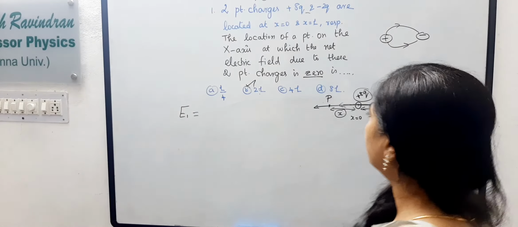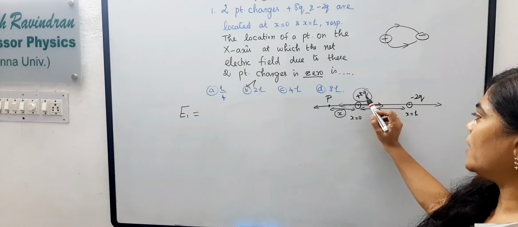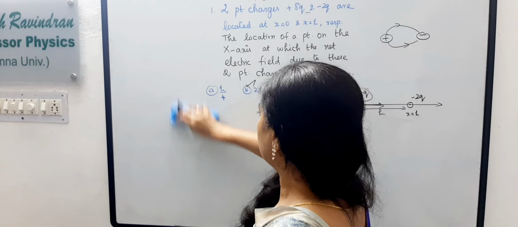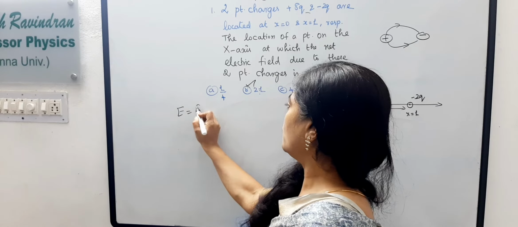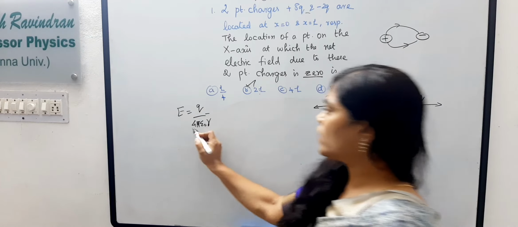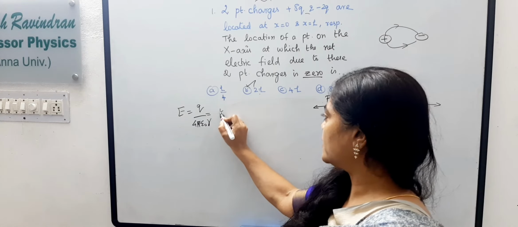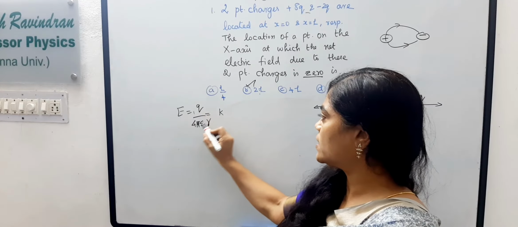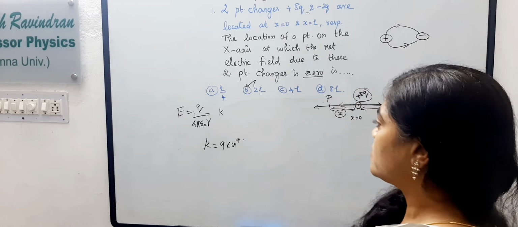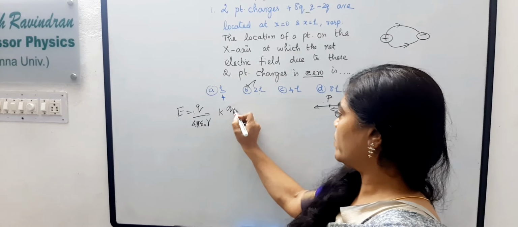Now, what is E1? What is the electric field? In general, we can express the electric field as Q by 4 pi epsilon naught into R squared. What is this 1 by 4 pi epsilon naught? It is nothing but K, the proportionality constant. K is nothing but 9 into 10 power 9 something. So now it is represented as a constant K and then Q by R squared.